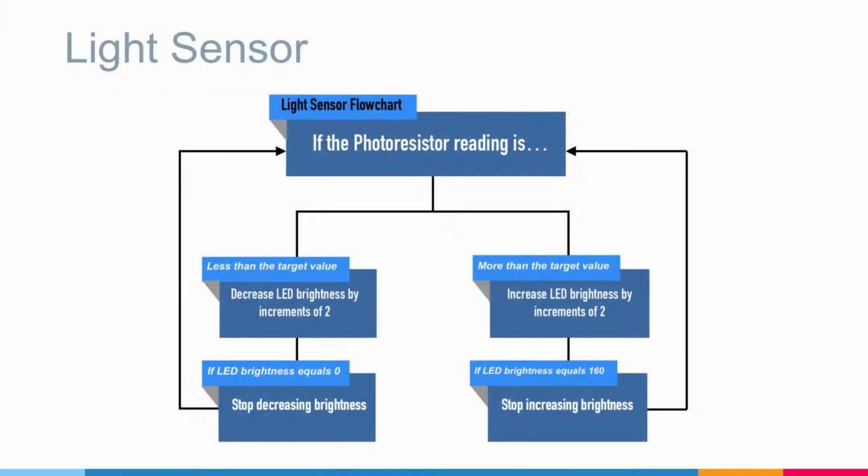Next, the Arduino continually adjusts the brightnesses of the LEDs until the photoresistor reading falls within 5 of a target value. The user input is used to determine this target value, which is one of 10 interval light values between 700 and 1018. When the photoresistor reading is greater than the target value, the brightness of the LED is increased by increments of 2 until the maximum LED value of 160 is reached. Likewise, when the photoresistor reading is less than the target value, the brightness of the LED is decreased by increments of 2 until the minimum value of 0 is reached.